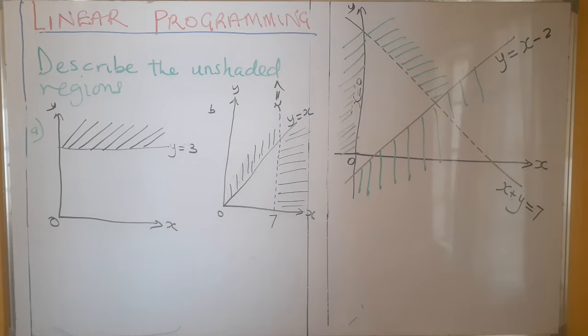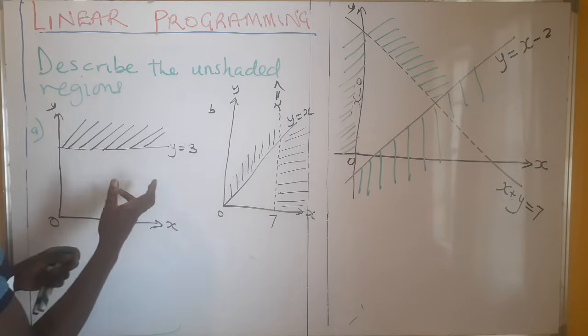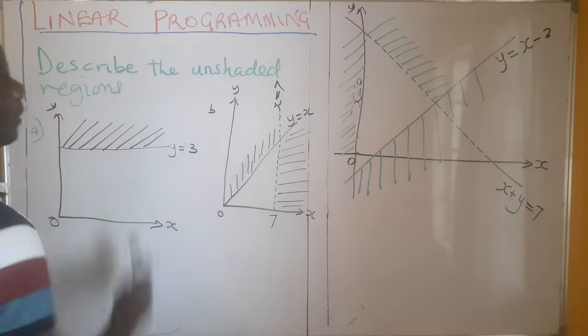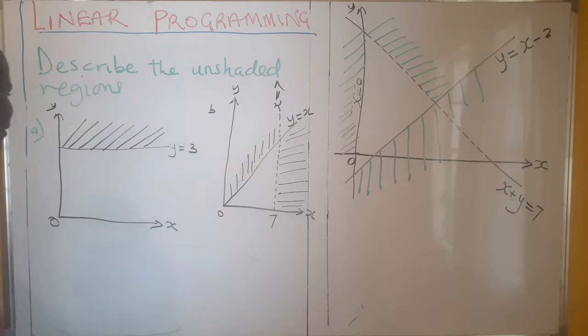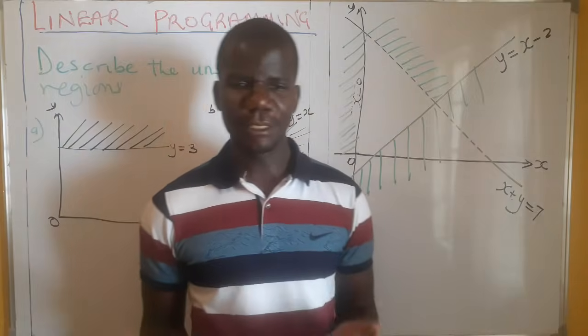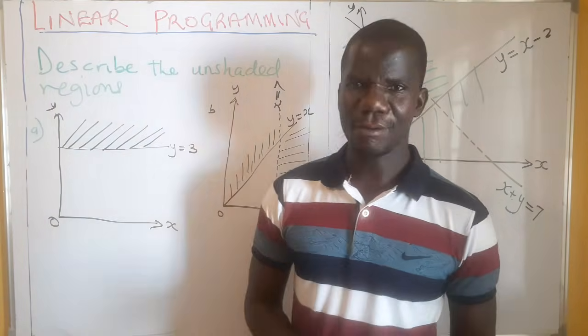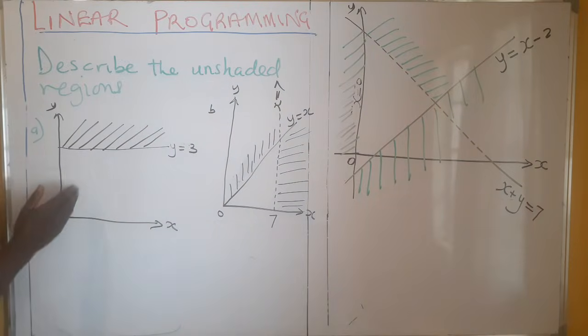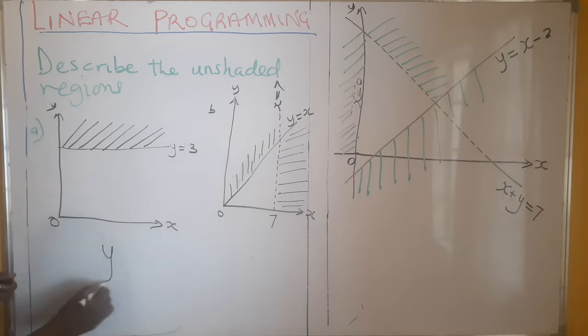Okay, so these are the examples, which are like the opposite of what we were talking about. We are actually doing the opposite. Describe the unshaded region. We describe the unshaded region. Okay? So let's start with the first one. What is the unshaded region? Here, of course, we have y and 3.